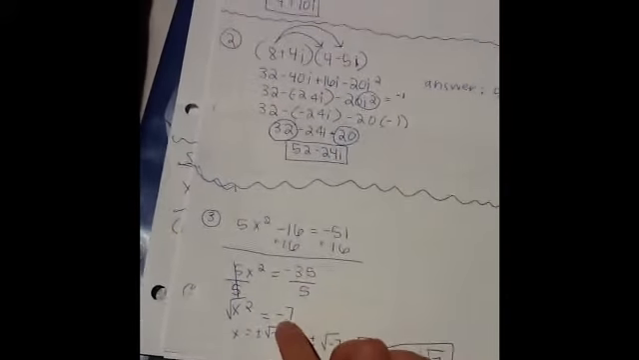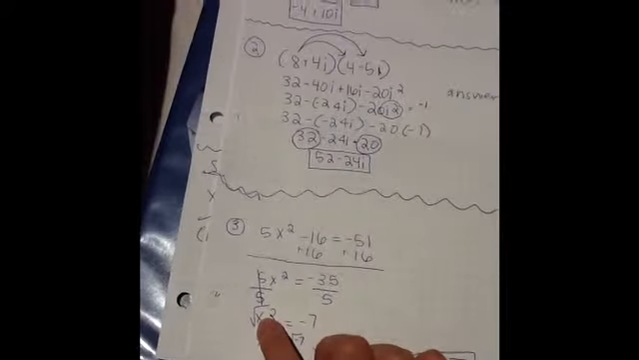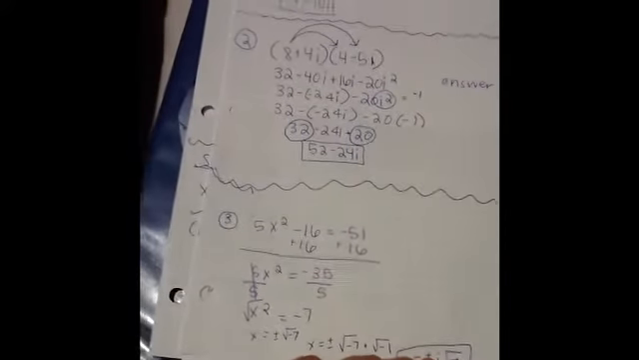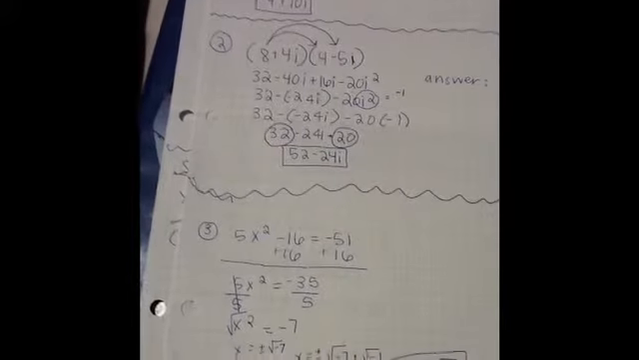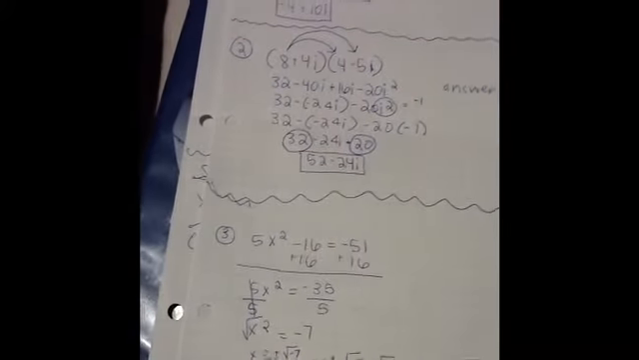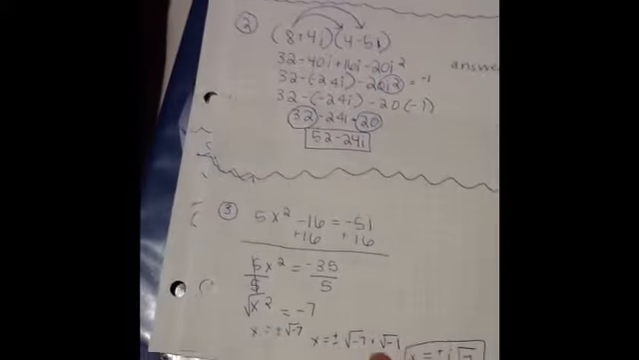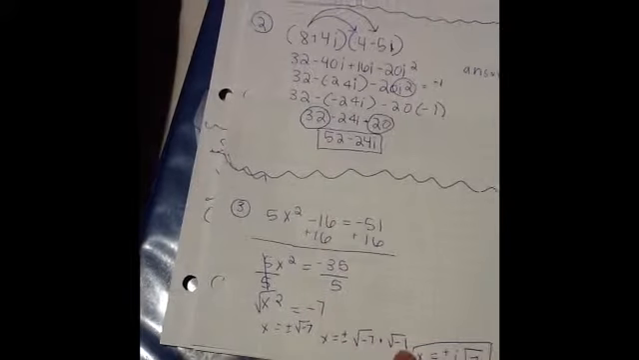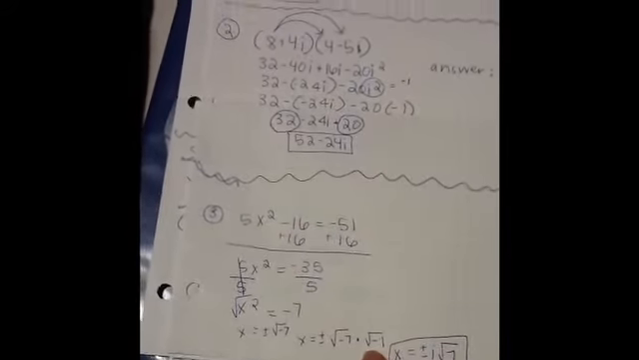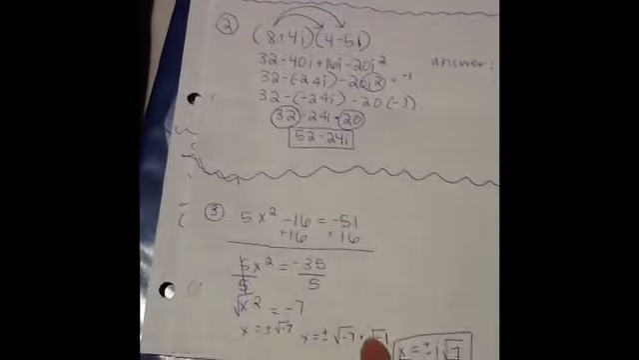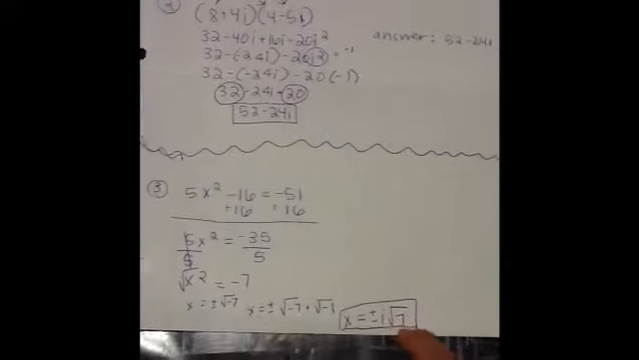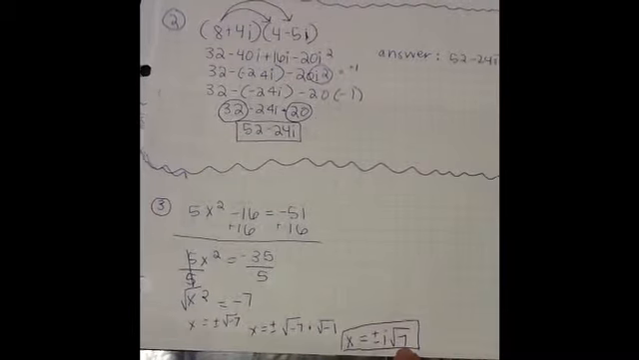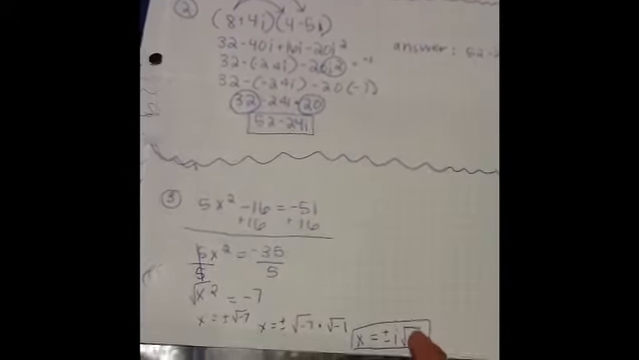Divide this side by 5, you get negative 7, and then you square root the x to get it on its own. If you're square rooting this side, you also have to square root the other side, which gives you plus or minus the square root of negative 7. Multiplying by the square root of negative 1 is the same thing as multiplying by i. So your finished product should be x equals plus or minus i square root of 7.